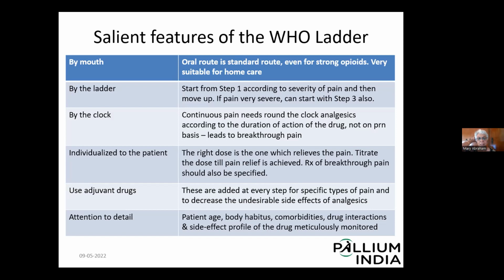Another feature of the ladder is that it is individualized to the patient, which means the right dose is the one that relieves the pain. It can vary from patient to patient depending upon the severity of pain. For example, even if the patient is taking morphine, in one patient, he can get relief of pain with 30 milligrams of morphine. In another patient, you may have to give 300 mg of morphine. So it varies from patient to patient. And the right dose is not the total dose that you're giving, but the dose that relieves the pain.